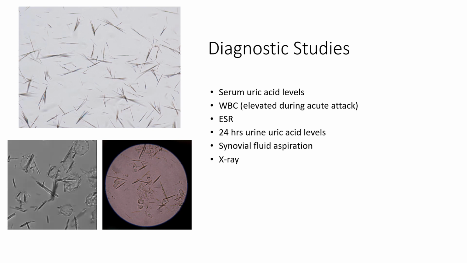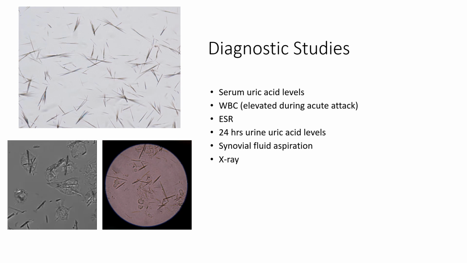Now the diagnostic study of gout. Obviously it is about the uric acid level, so serum uric acid level will be diagnosed, and a WBC count can also be done. In the case of gout, white blood cells get elevated, and erythrocyte sedimentation rate can also be done, and 24 hour urine uric acid level will be monitored, along with synovial fluid aspiration. The synovial fluid will be aspirated from the synovial space, where the monosodium urate crystals get deposited, which causes the disease condition called gout.